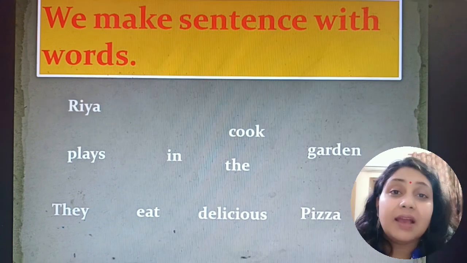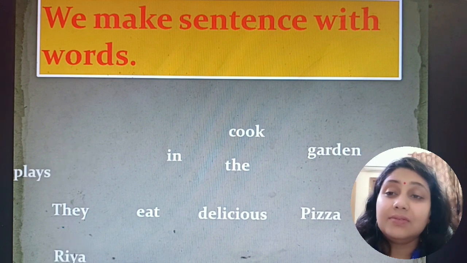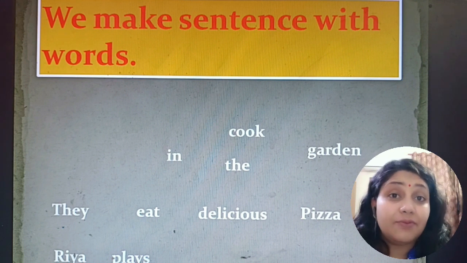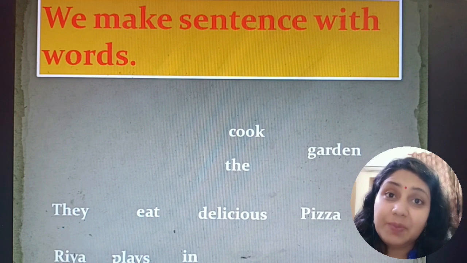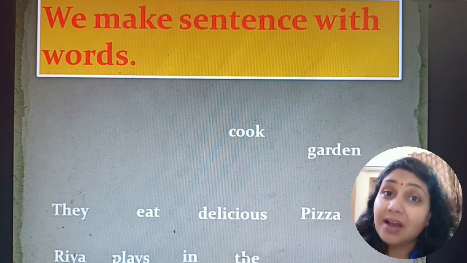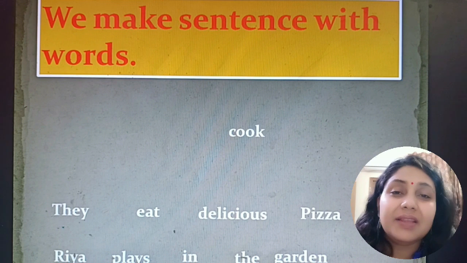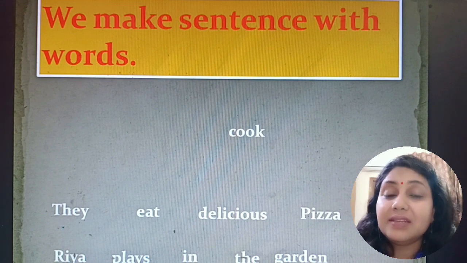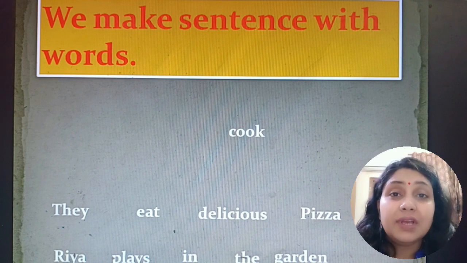Next sentence, I take Ria. Ria is a noun. Play, this word is verb. In, this is preposition. The, this is article. Garden. Ria plays in the garden. It is my next sentence. So according to my need, I have chosen word.